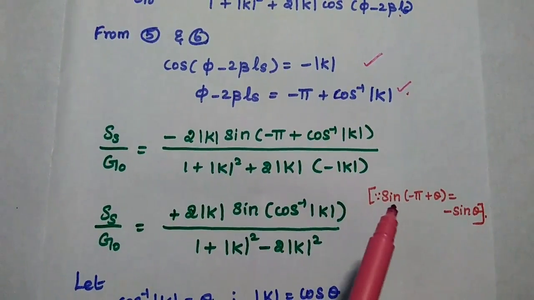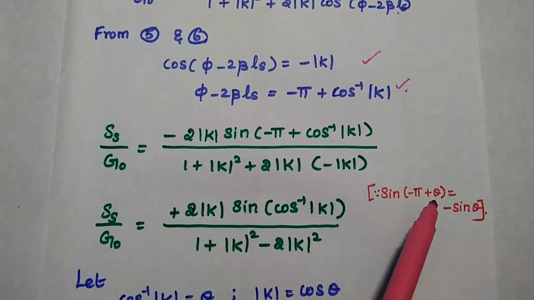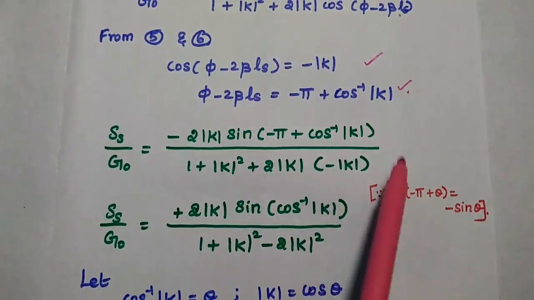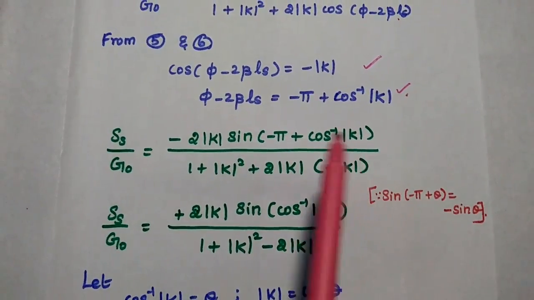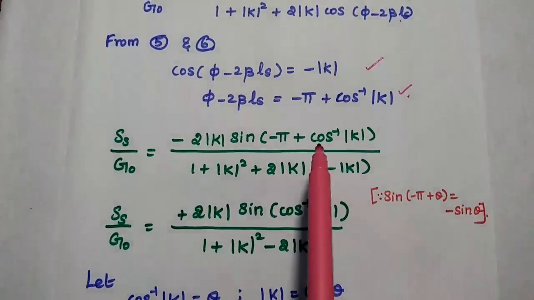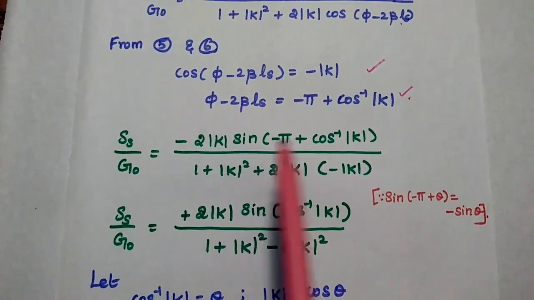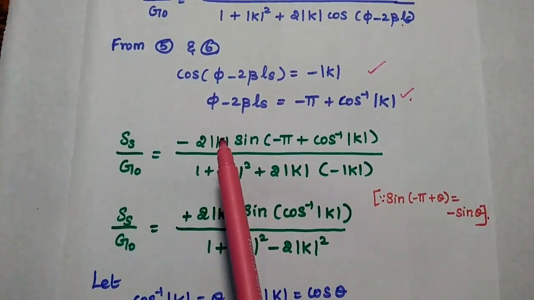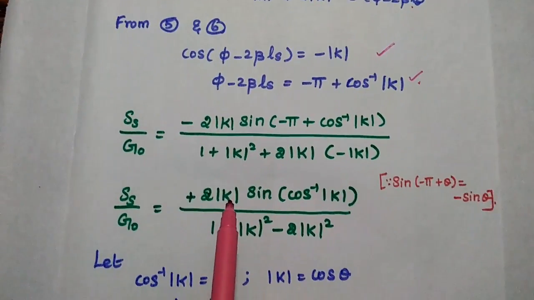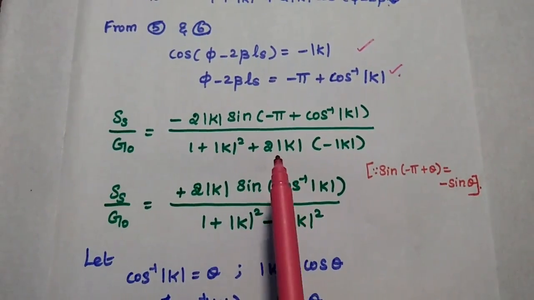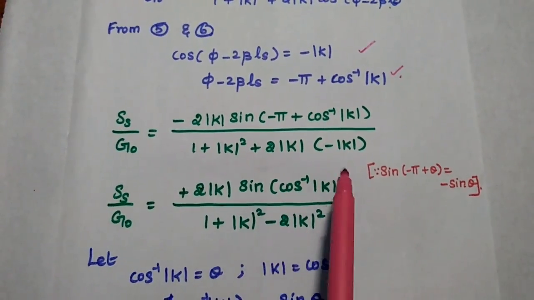So here, as we all know, sin of minus pi plus theta is equal to what? Minus sin theta. So here theta is nothing but cos inverse of k. So sin of minus pi plus cos inverse of k can be written as minus sin cos inverse of k. Minus into minus plus. Okay. So here in this denominator we can get 1 plus k squared. Here plus into minus minus 2k squared, right?